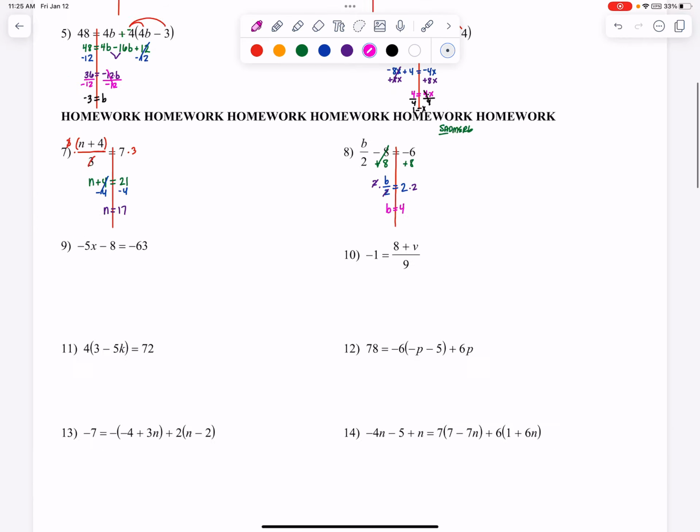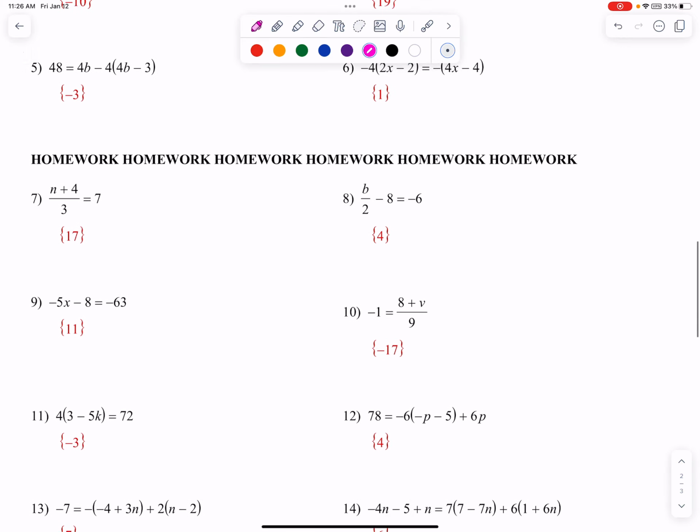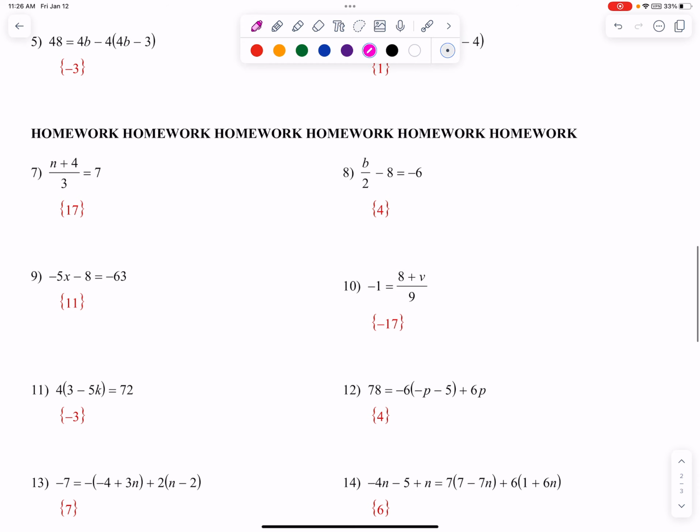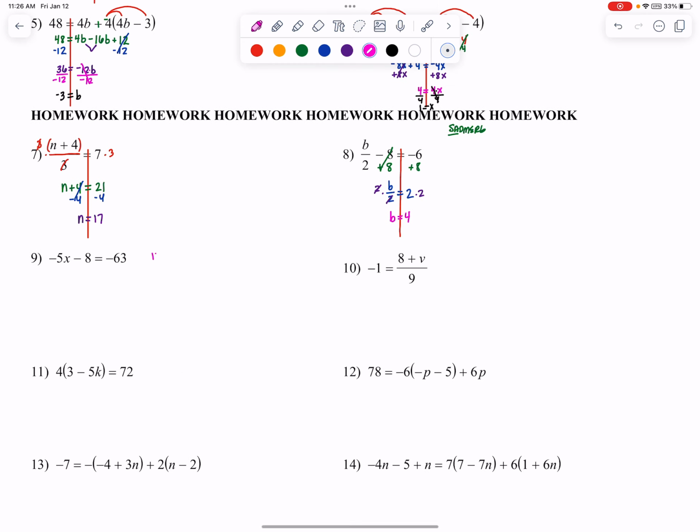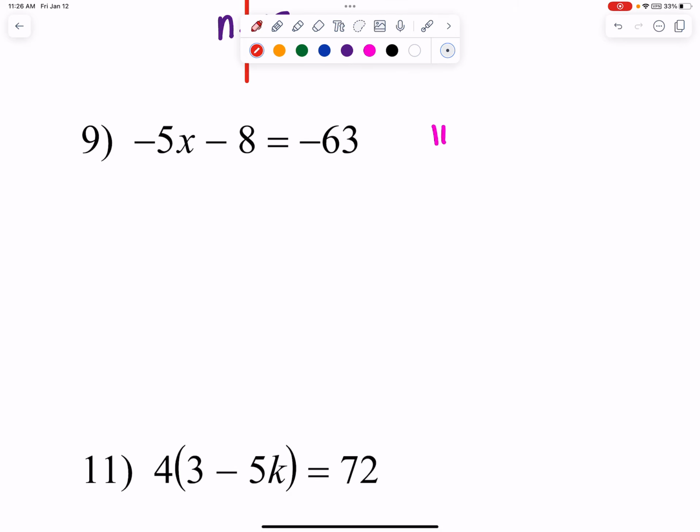All right, 9 and 10. Let me get my answers for 9 and 10. They are 11 and negative 17. So I'm just going to make a note here. Okay, all right, here we go. Let's go ahead and give this one a shot.